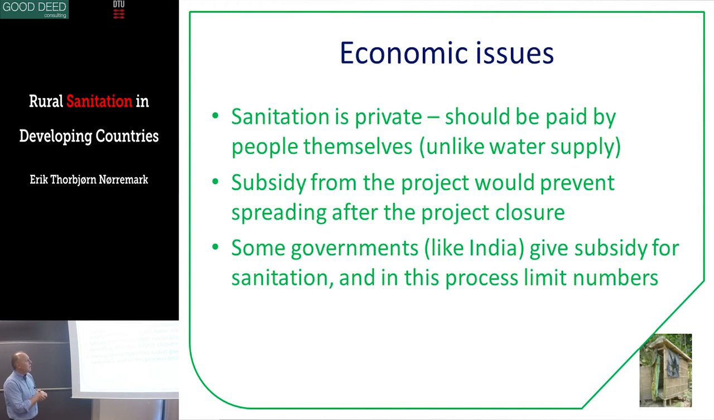Economic issues: sanitation is private. It should be paid by the people themselves. Water supply is a different story because you share. So there you can have a different economic model. Many projects give subsidy in order to get things moving. But the problem is that when you stop the project, you stop the subsidy, and all activities will stop. So try to make a model for implementation where you don't actually pay for people's latrines, because the day you leave and stop paying, no more activities.